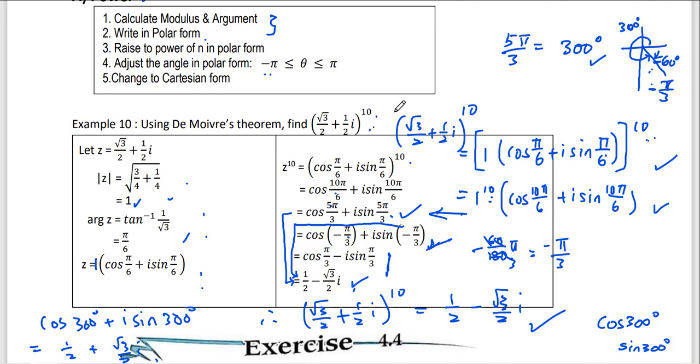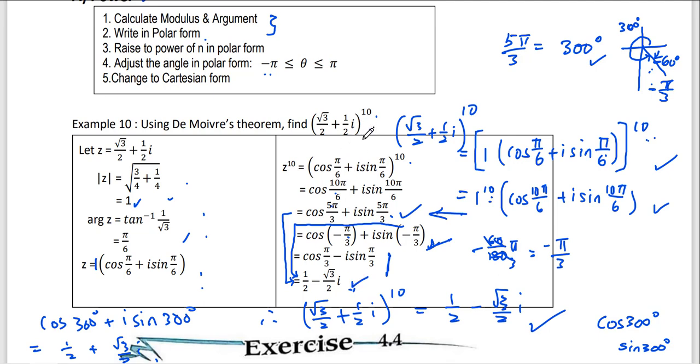Okay, three things you need to know. Question: do they ask you for polar form or not? Do they ask you for Cartesian form or not? If they ask, you follow. If they didn't ask, you follow what they give. If they give you Cartesian form, answer in Cartesian form. Okay, answer, follow Cartesian form.